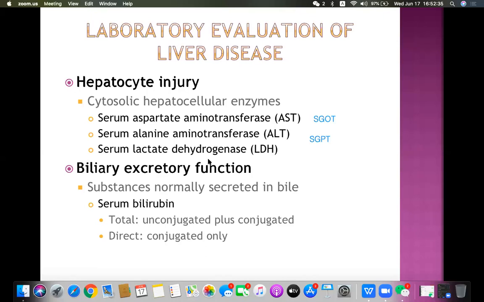Another enzyme which is present inside the cell, any cells actually, is LDH. It is not specific to the liver. It is present anywhere, in any type of cell.